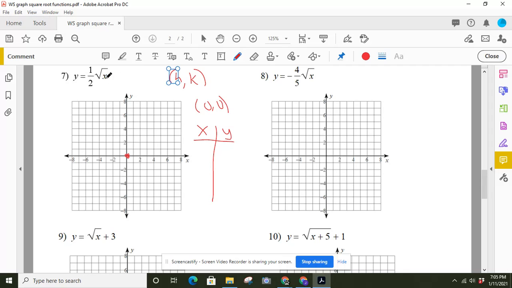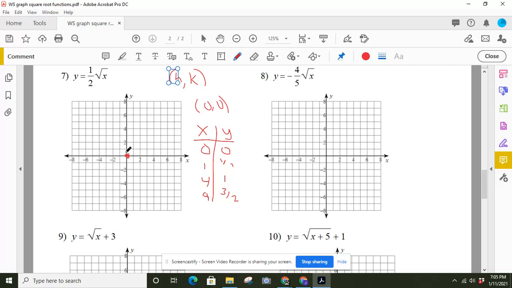So that way we don't have to deal with decimals. This one's pretty easy, because it's just x, so just the perfect squares: 0, 1, 4, 9. We'll plug those in and then we can get our answers, right? Square root of 0 is 0. 0 times 1/2 is 0. Square root of 1 is 1. 1 times 1/2 is 1/2. Square root of 4 is 2. 2 times 1/2 is 1. Square root of 9 is 3. 3 times 1/2 is 3/2. So we can just plug it in and get our answer.